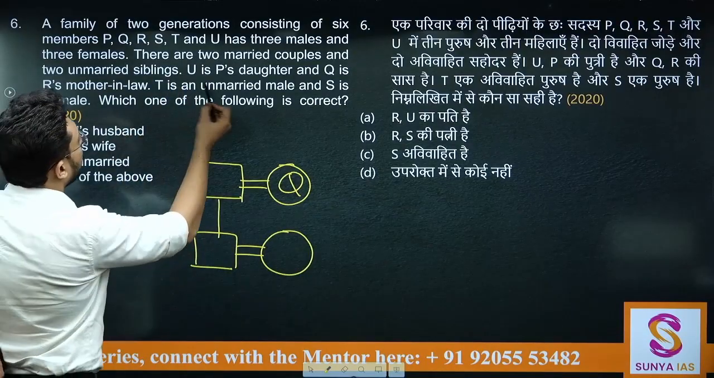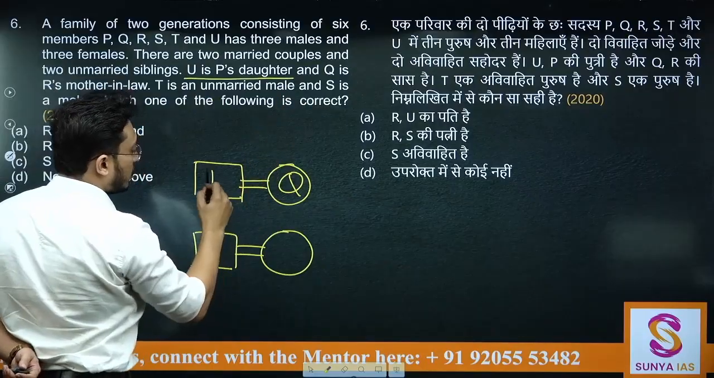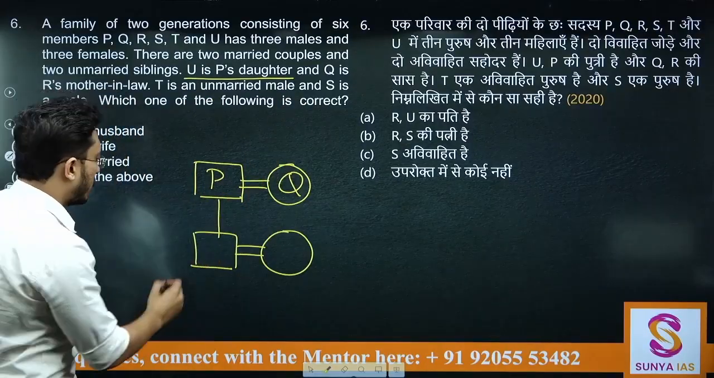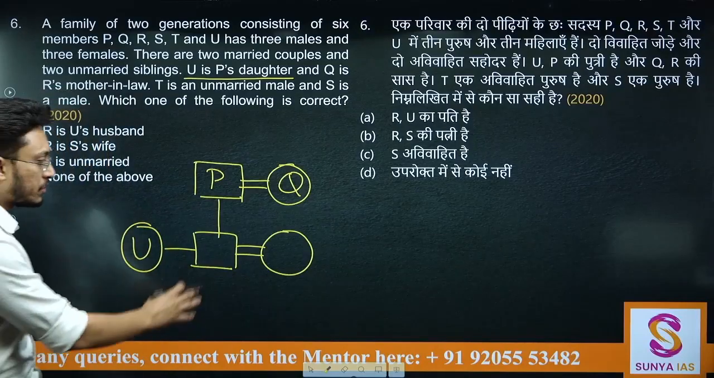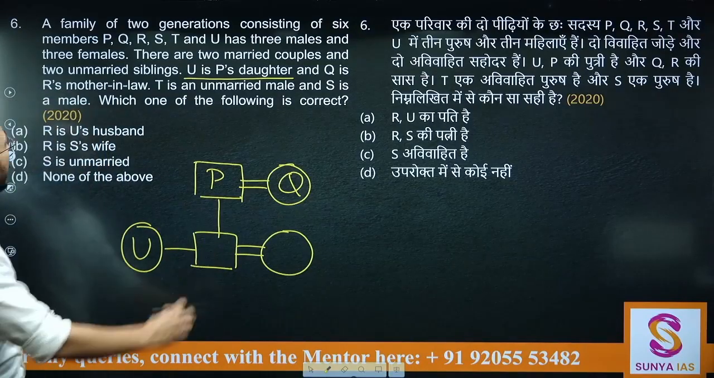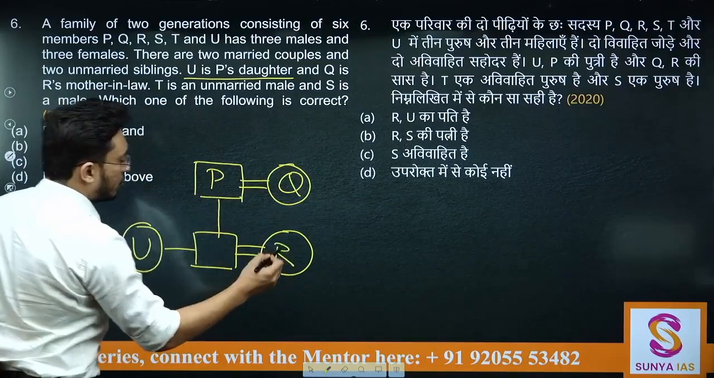It is also given that U is P's daughter. Can I say P lies in this generation and U lies in this generation? And since U is the daughter, U becomes the sister of this person here, and Q is the mother-in-law of R, so R should be here.